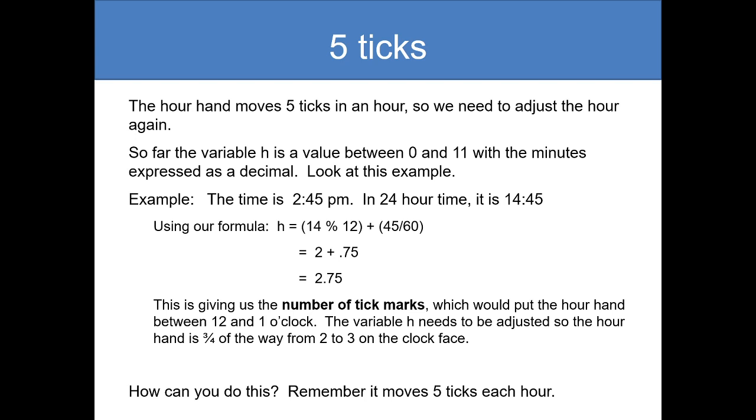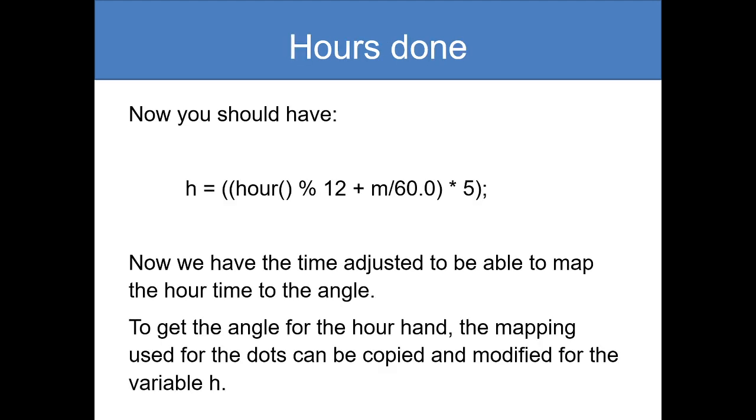Well, remember that we move 5 ticks each hour. So what we can actually do is multiply by 5. So now we should be adjusted enough so that we're able to map the hour hand to the angle. To get that angle for the hour hand, the mapping that we use for the dots can be copied and we can modify that for it. So let's go ahead and do that.